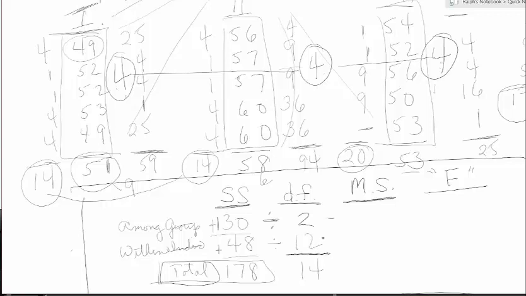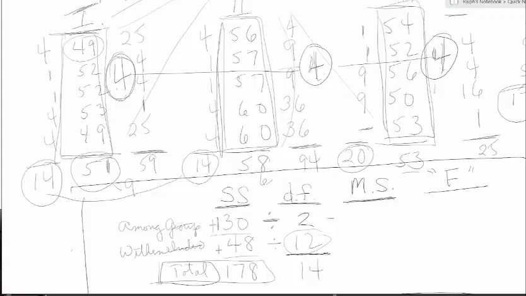Or is it 12? Let's go to the top. So in group 1, we have 5 people, minus 1 degree of freedom is 4. And then in group 2, we have 5 people, minus 1 degree of freedom is 4. And then in group 3, we have 5 minus 1 degree of freedom equals 4. So we have 4 plus 4 plus 4 equals 12. So you see it did work out.